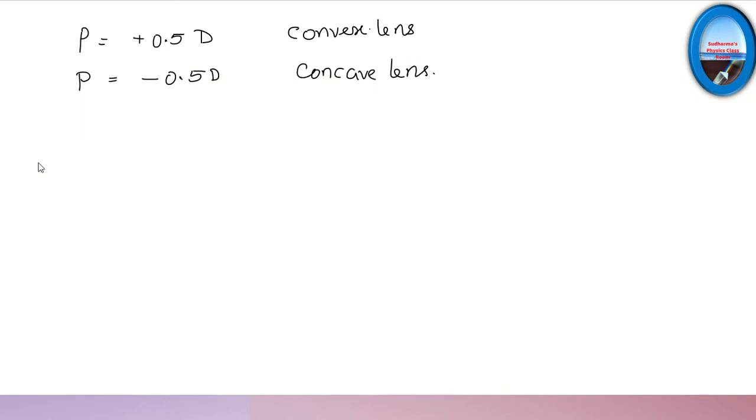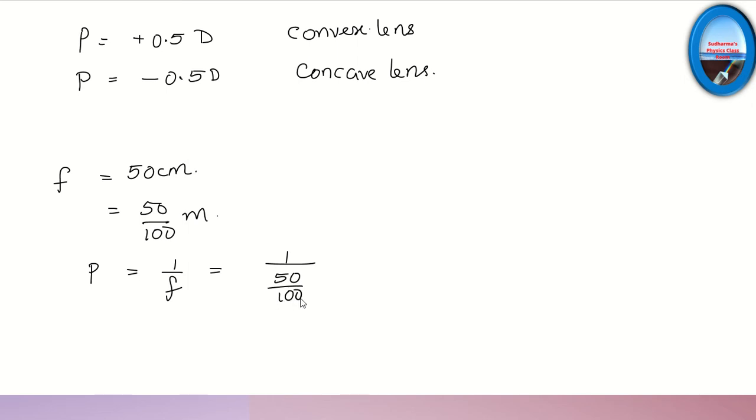Suppose I am saying the focal length is 50 centimeter, calculate the power. So we have to express the focal length in meters. 50 centimeter is 50 divided by 100 meters. Now I have to calculate the power. P is equal to 1 by F. So 1 by 50 by 100, right? The 100 goes to the numerator, so this will become 100 divided by 50. So this is going to be 2 diopters.